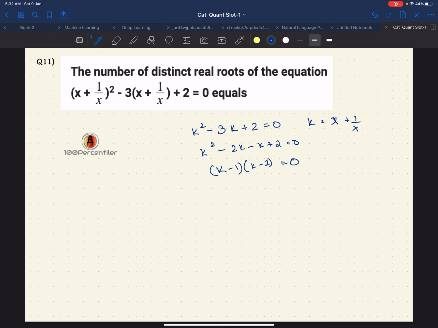So we have already seen in a previous question that this particular form has to be greater than or equal to 2. Therefore, the minimum value of k is 2 and therefore it cannot be equal to 1. Therefore, there is only one possible value, k equal to 2 here, which is only possible for x equal to 1. Therefore, 1 is the required answer here.